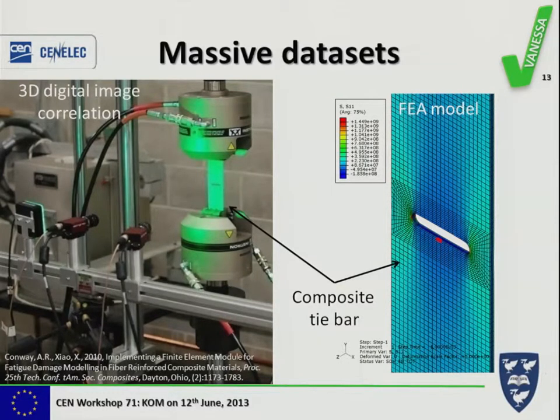On the left-hand side, you can see a picture of it in a test machine with a 3D digital image correlation system set up to record the data. And on the right-hand side, I've shown a simple finite element model of the same bar. And we're going to look at a small area at the tip of the slit here. So I'm going to extract data both in the experiment and in the finite element model.